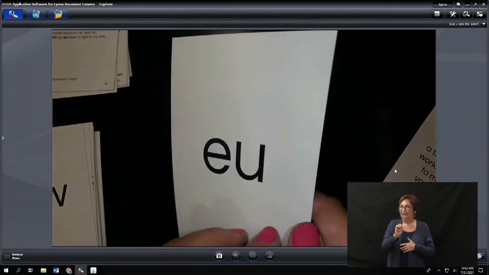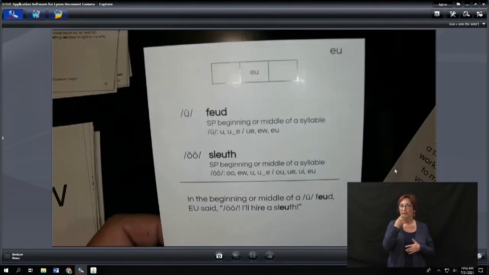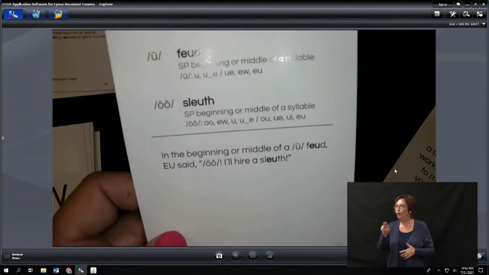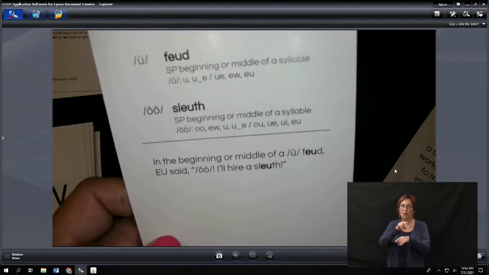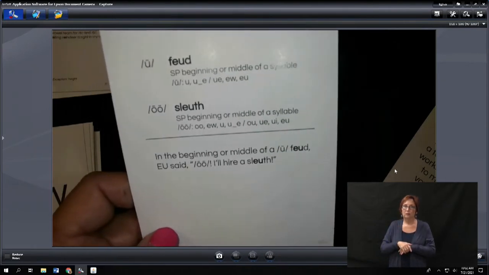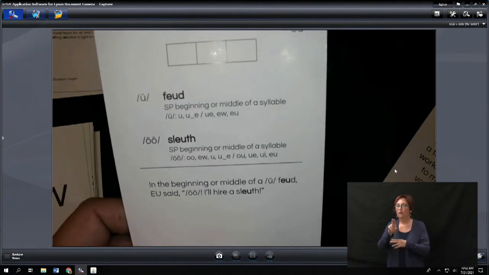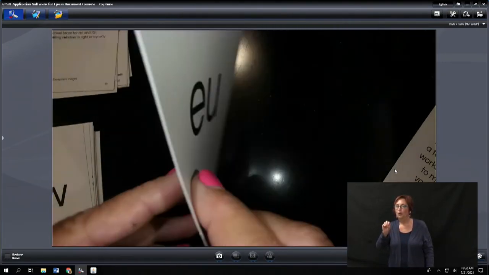E-U, it says U and U. And if you think about that, those are the long U sounds. And so it's going to say either the long U, U, or the long U, U. It's hard to say.